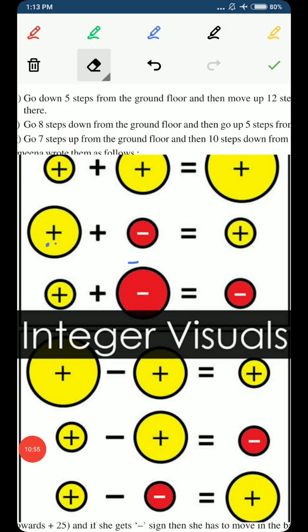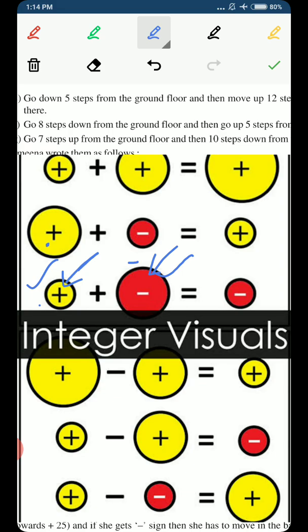Let's see the second case. What is the second case? In the second case, we have a positive integer, but the circle is smaller than this circle. It means that of this positive integer and this negative integer, the positive integer has the smaller value and the negative integer has the bigger value.